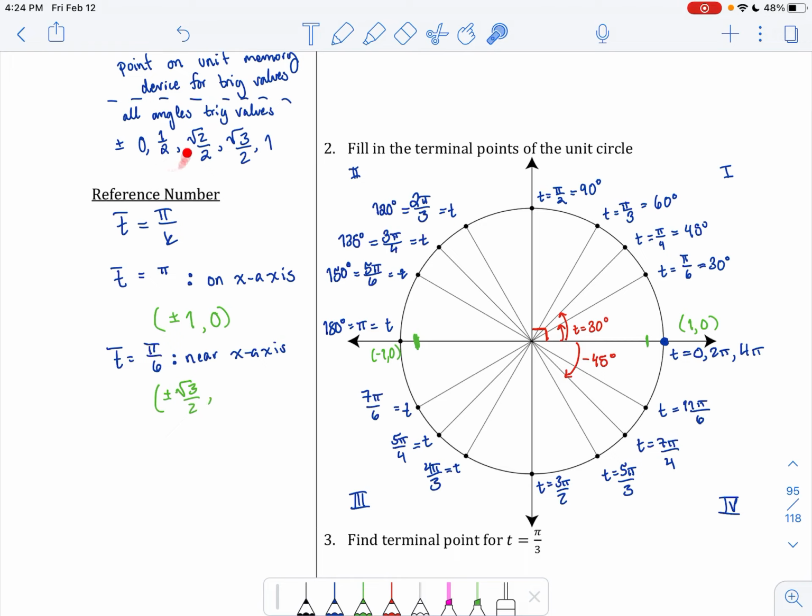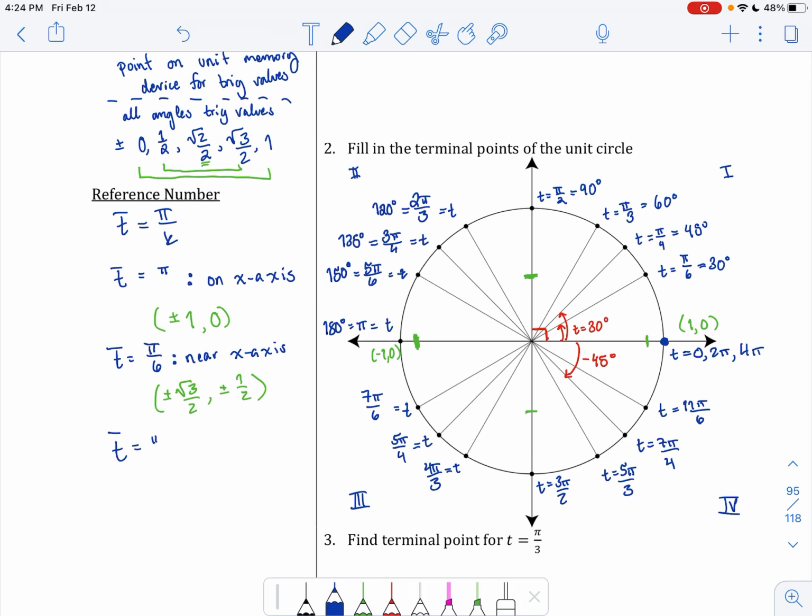And then the y values for these points are your smaller numbers. So they are always going to be in what I think of as a matched pair. So if one's a 0, the other one's a 1. If one is a 1/2, the other one is a root 3 over 2. Because one's got to be big, one's got to be small, or they can both be the same. So in this case, if it's pi over 6, your x value is always going to be plus or minus root 3 over 2, and your y value plus or minus 1 over 2.